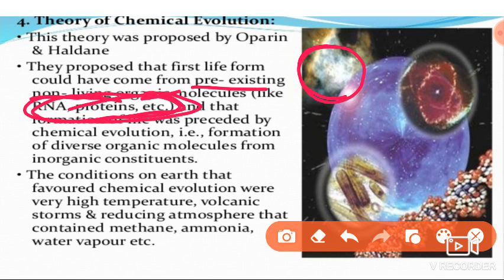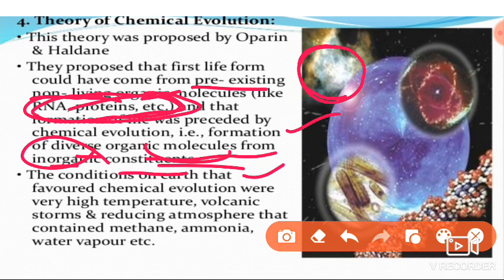Here there is a formation of diverse organic molecules from inorganic constituents, because whatever chemicals formed in the beginning of the earth were all inorganic, not organic molecules. So these organic molecules came from the inorganic constituents. This is the thing.